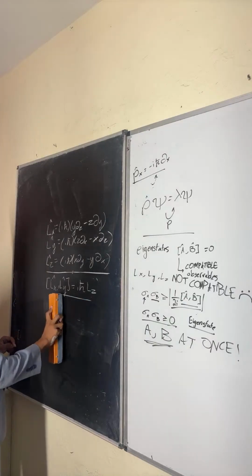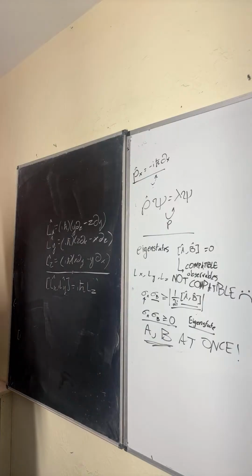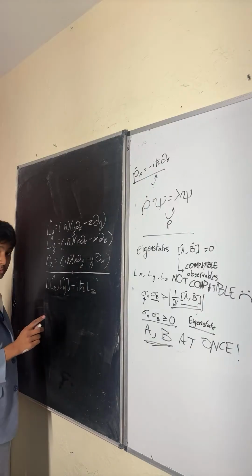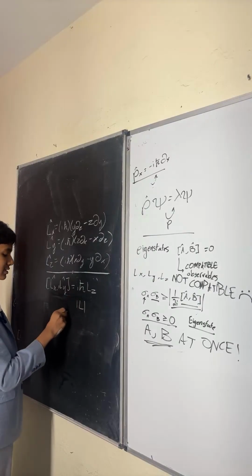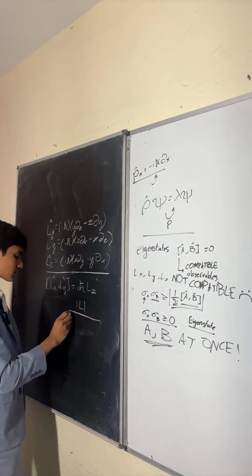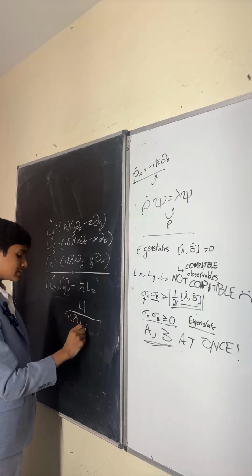Let's erase this. I'll tell you what is compatible. The natural next step is to try the magnitude of L. But that's the square root of Lx squared plus Ly squared plus Lz squared.